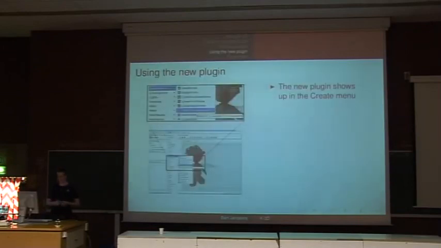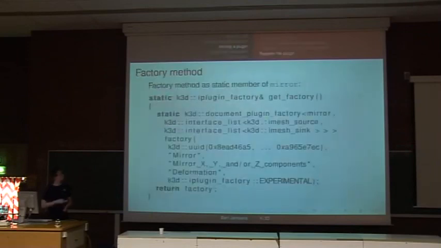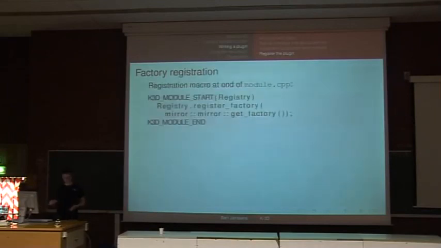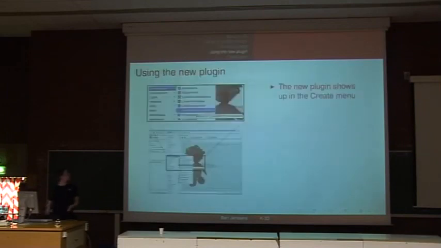Okay, so now how can we use a new plugin? Again, we go to the create menu. After we have rebuilt k3d, our external plugin will be shown in the deformation category, which we entered on the previous slides. See here, deformation category and the different names. They immediately and automatically show up in the user interface. It's marked as experimental as requested.